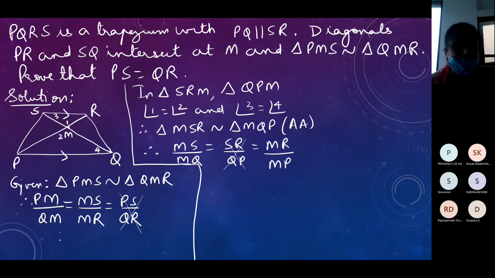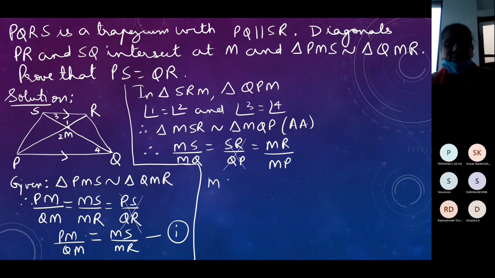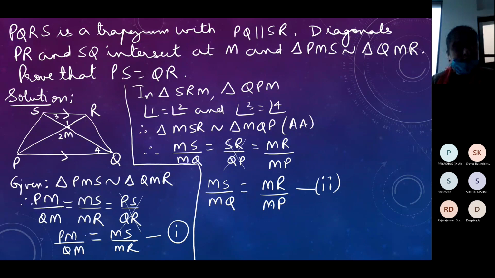Now write PM by QM is equal to MS by MR. This one is 1. And here MS by MQ is equal to MR by MP. This is 2. Now we have to compare these two. Is there any ratio common to compare? Here this is MS by MR, but this is MS by MQ.